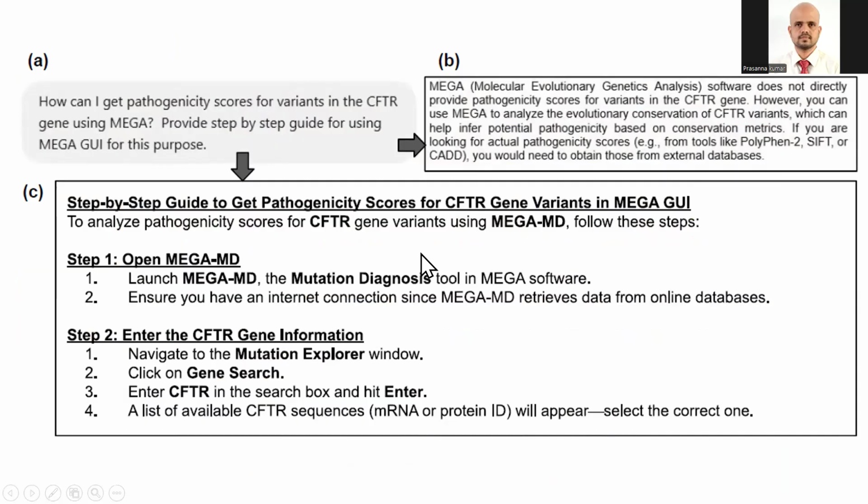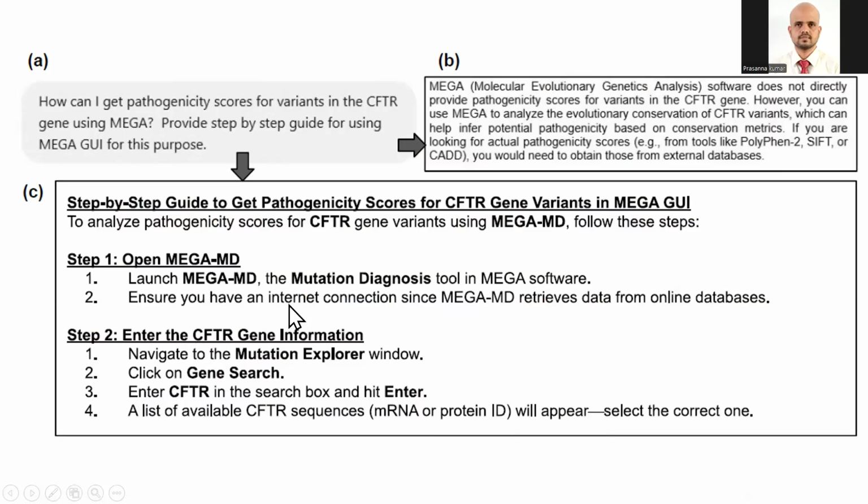Okay, so MEGA-GPT, I will give the link today. You can check it out. MEGA-GPT told me to open the MEGA-MD molecular diagnosis tool where machine learning has been incorporated. Then I will be entering CFTR gene information. I will navigate to the mutation explorer window, gene search, and study the changes in the amino acid sequence of this gene, the CFTR gene.